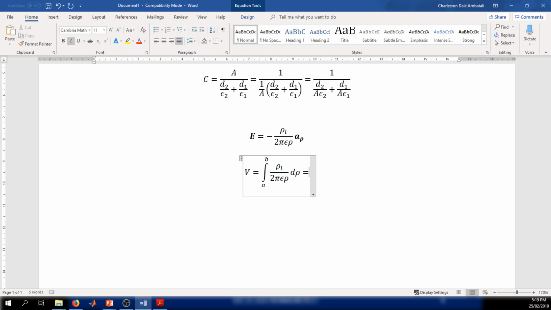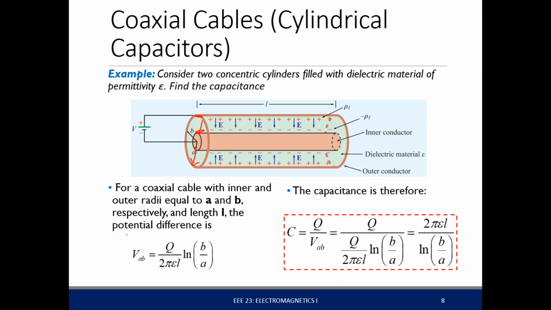You'll get rho L over 2 pi epsilon ln. Okay, so this will be ln B minus ln A, which becomes ln B over A. And this rho L is actually equal to the total charge Q divided by the length of the cylindrical conductor L. Okay, so this is now where the expression came from.